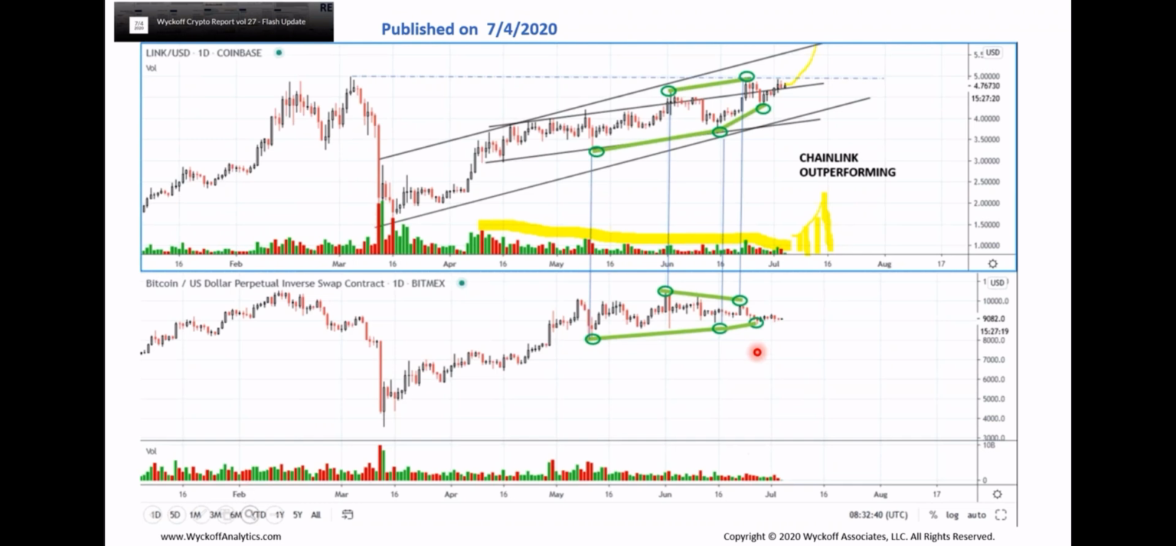Look how Chainlink is outperforming Bitcoin on the last rally and reaction. Higher high, higher low on Chainlink, while Bitcoin is making a lower high followed by a higher low. This was our candidate for this week.